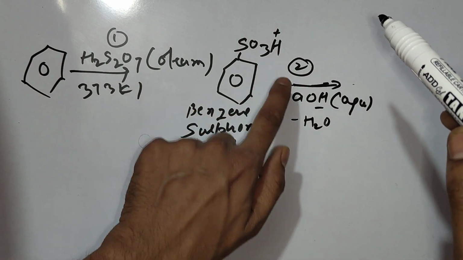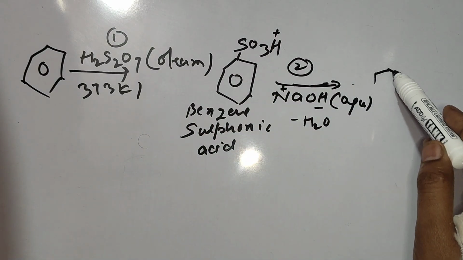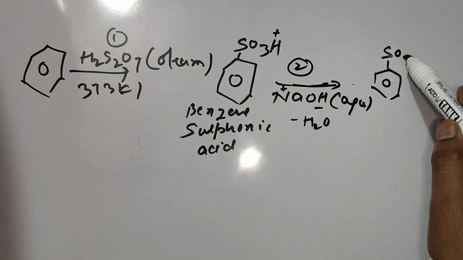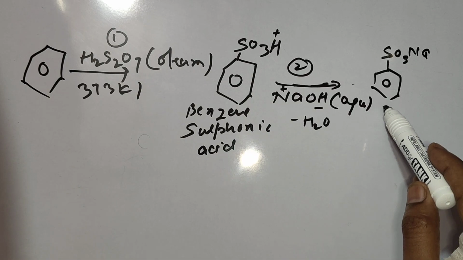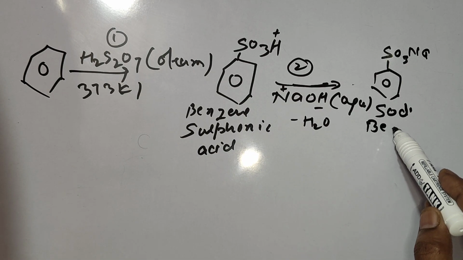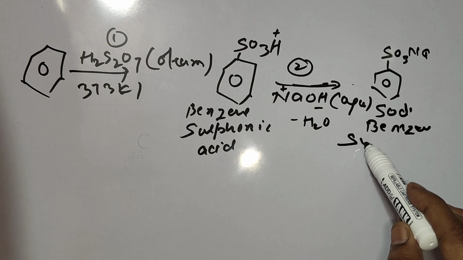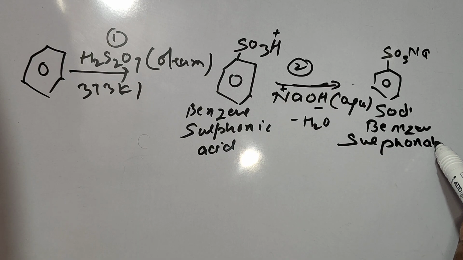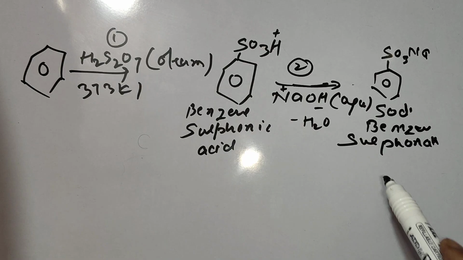And in place of this H, this Na positive will join there. This will generate a salt. Which salt is it? The name will be sodium benzene sulfonate. Sodium benzene sulfonate. Second reaction.